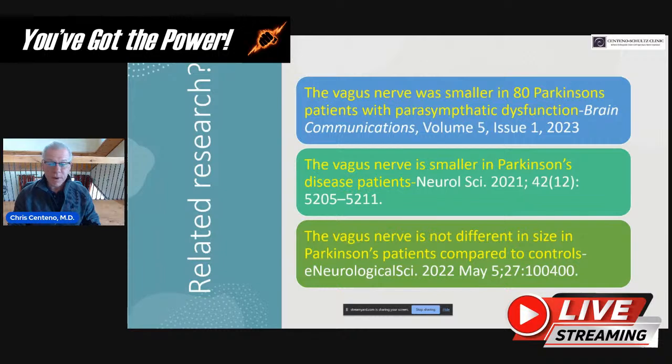Now, I did find 3 papers on Parkinson's, and 2 of them seem to show that the vagus nerve is smaller in Parkinson's disease patients. So there, the vagus nerve is probably dying off, if you will. But then the 3rd study kind of threw some cold water on that idea, because that study didn't show a difference in size in Parkinson's patients between the vagus nerve and normal controls.